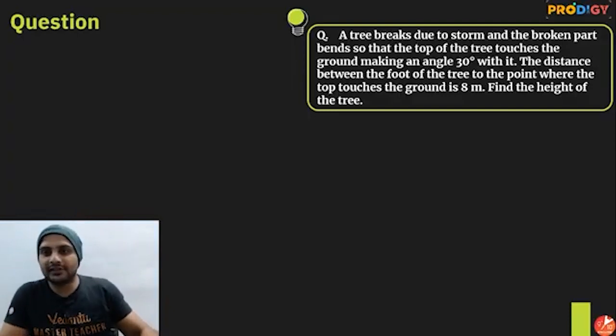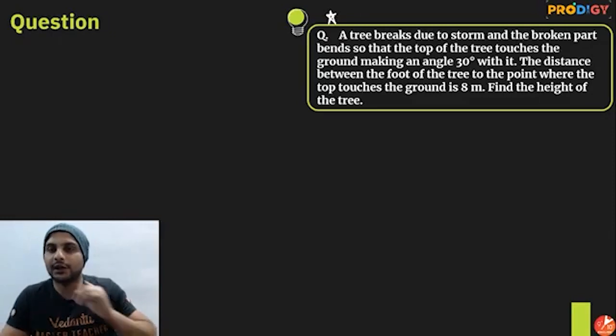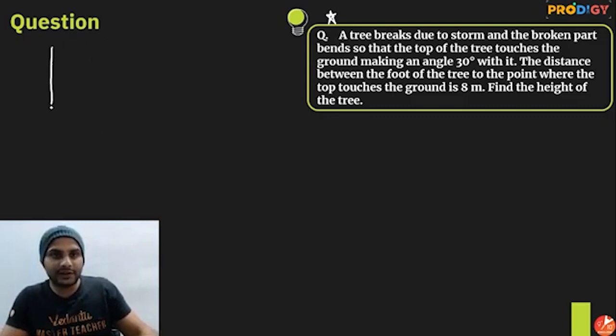A tree breaks, this is a good question. A tree breaks due to a storm and the broken part bends so that the top of the tree touches the ground, making an angle of 30 degrees with it. So see what happened is, at the start we have a tree like this, okay? Let's say there is a tree like this. All right, okay, this is one tree.